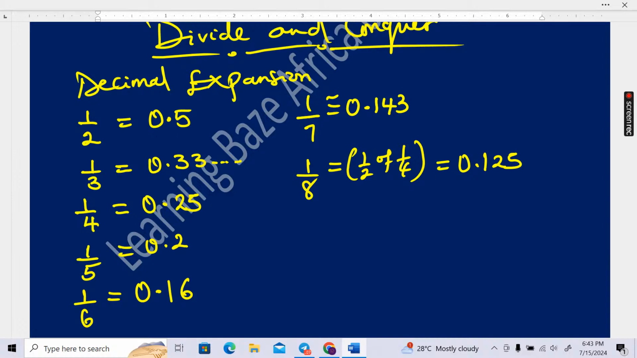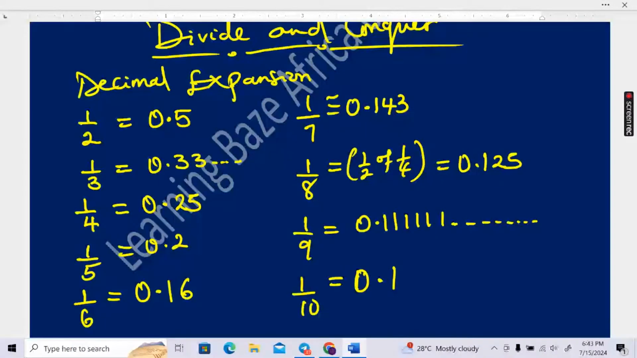1/8 will be 0.125. What is 1/9? 1/9 means 0.11111 up to infinity. So what is 1/10? 1/10 means 0.1. Terminating decimal, recurring decimal. So I'll go over again.